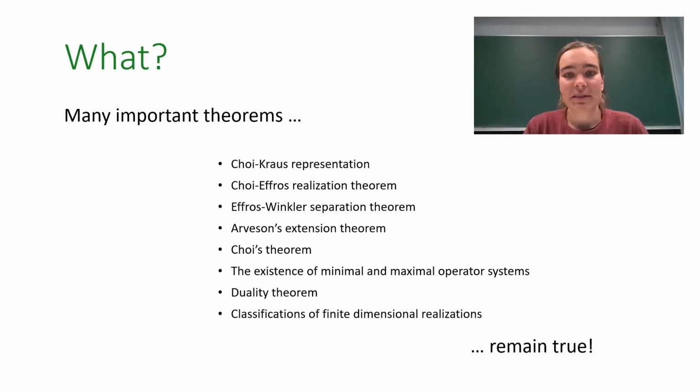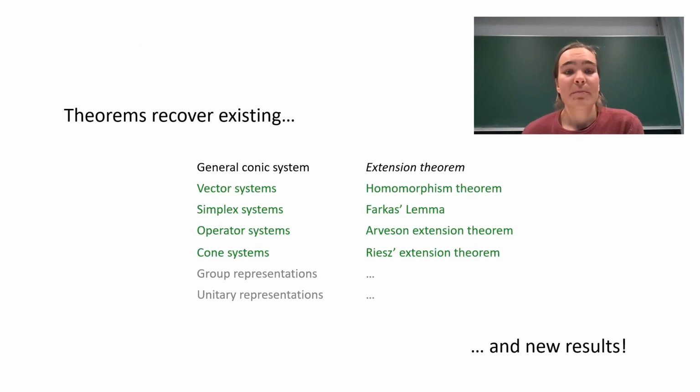Now, what do we gain by this generalization? We prove that many important theorems about operator systems remain true for general conic systems. For example, the Choi-Kraus representation, Choi-Effros realization theorem, Arveson's extension theorem, and many more. By applying these theorems to the different choices for the underlying structures, we recover existing and find new results. For example, applying the generalized version of Arveson's extension theorem to the vector systems exactly gives us the homomorphism theorem for vector spaces.